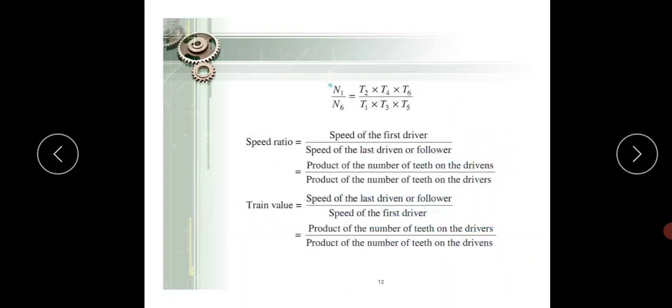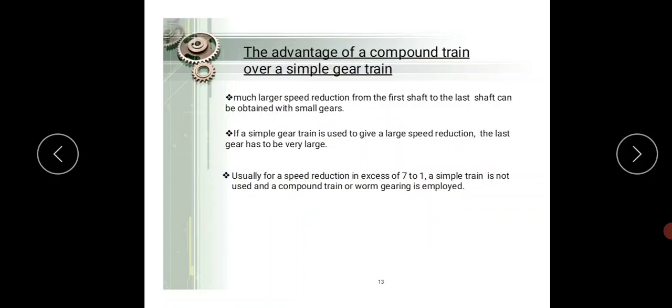Here, the speed ratio of the compound gear train is the ratio between the speed of the first driver and the speed of the last driven follower. This is the product of the number of teeth on the driven gears and the product of the number of teeth on the drivers. The train value is the ratio between the speed of the last driven or follower and the speed of the first driver.